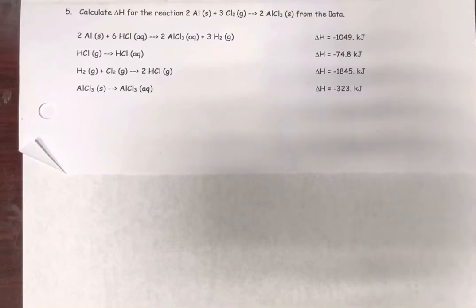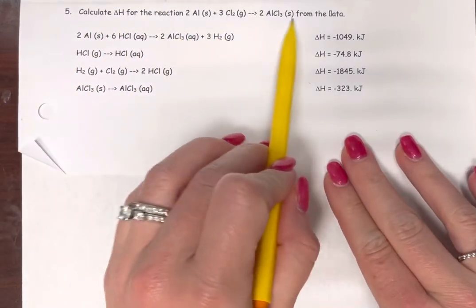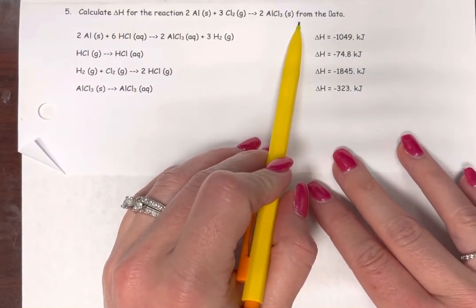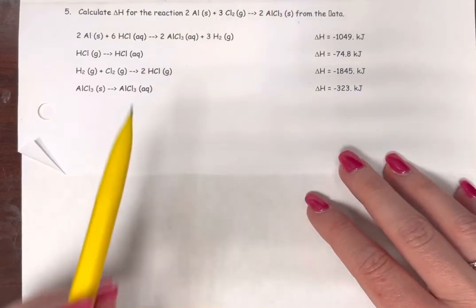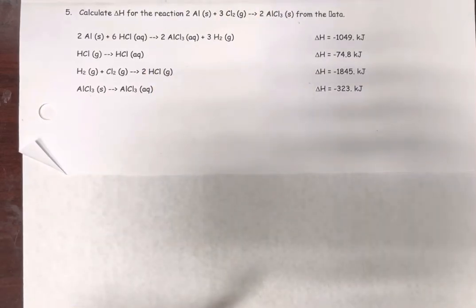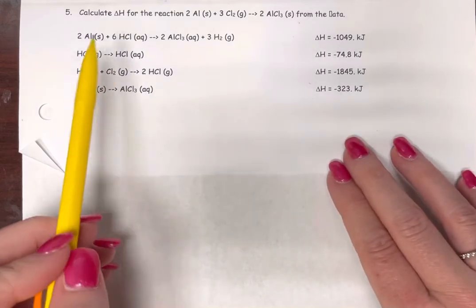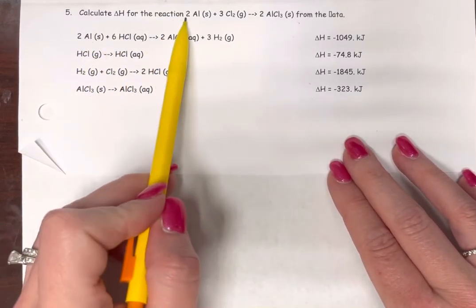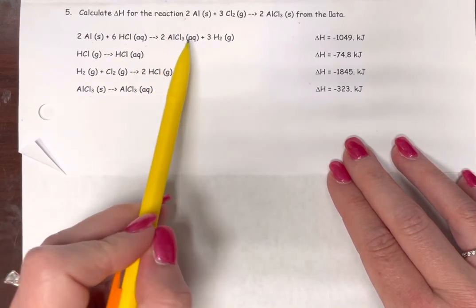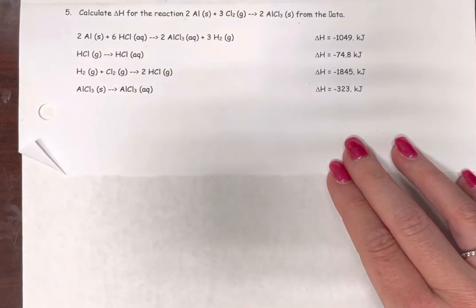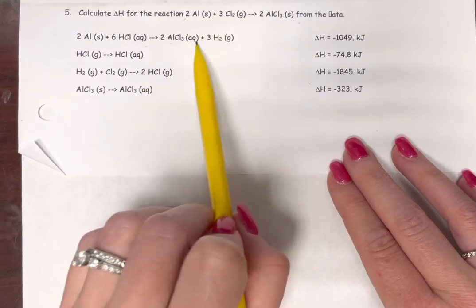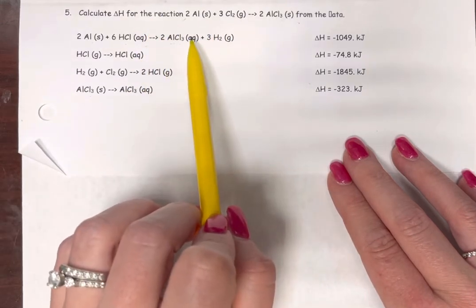Now in this lesson, we have four steps we have to deal with. So here's our target. And the important thing we have to remember is we have to match the formula and the phase. So we have to be careful here. Looking at our first one, everything looks good because our two aluminums match. And we have two aluminum chlorides. Now they don't match the phase, so we may have to deal with that.